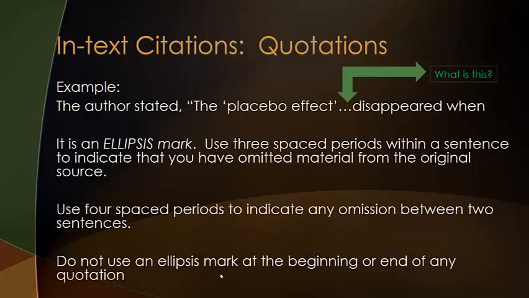in there. Okay. Use 3 spaced out periods within a sentence to indicate you have omitted material from the original source. And there is no spacing. So you could type placebo effect, ... disappeared, and Word will automatically space those equally for you. Okay. So 3 dots are used when you're omitting something within a sentence. When you combine two separate sentences and make it look like one, you actually use 4 dots. Dot, dot, dot, dot. This indicates an omission between 2 or more sentences. Okay. Do not use an ellipsis mark at the beginning or the end of a quotation. And that's an important thing to keep in mind, that the use of an ellipsis is only in the middle. You cannot begin or end a quotation with an ellipsis mark.